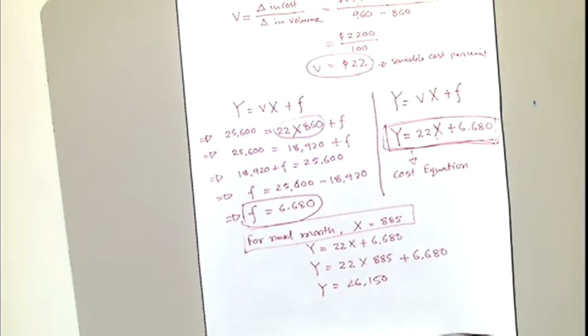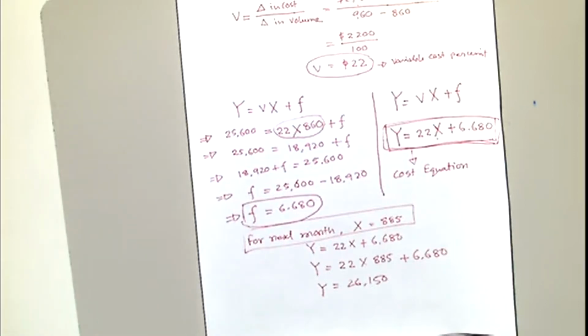So we're gonna do E634. E634A. Again, it's the high-low method. We're going to do the same thing. First, calculate V, then F, then the cost equation.